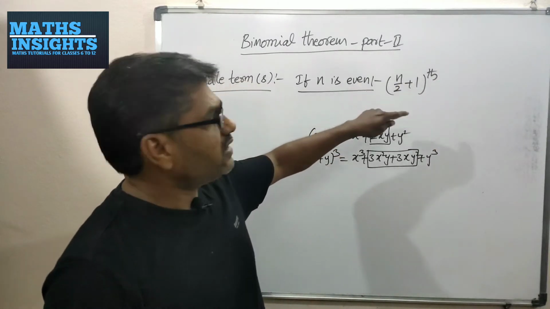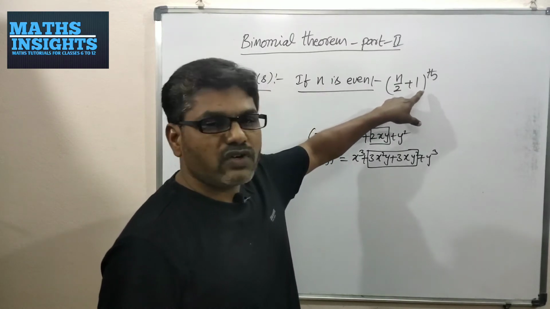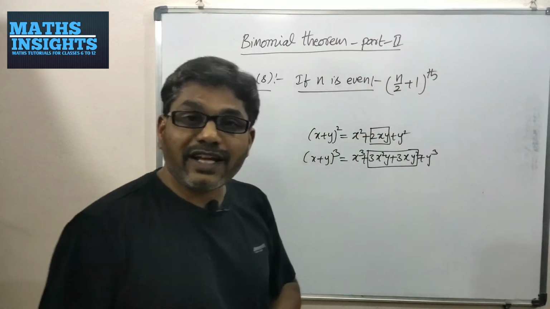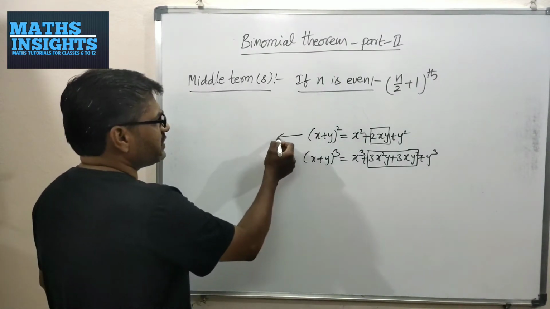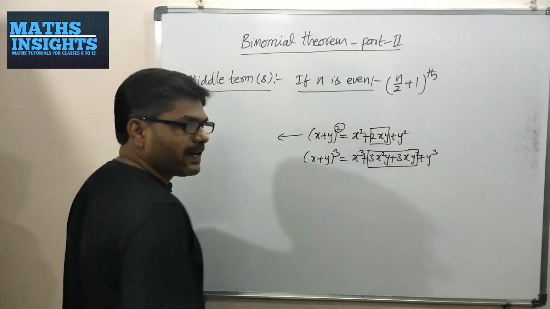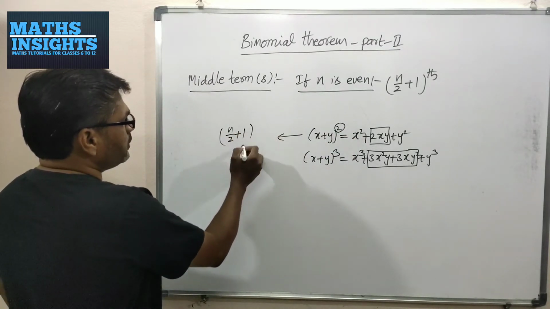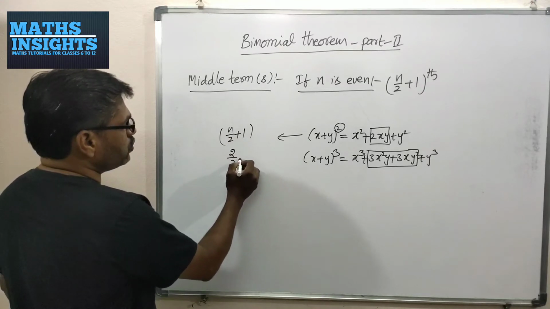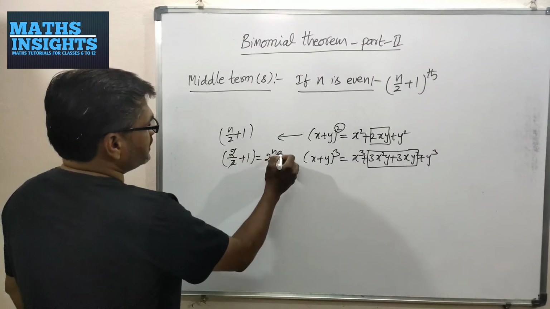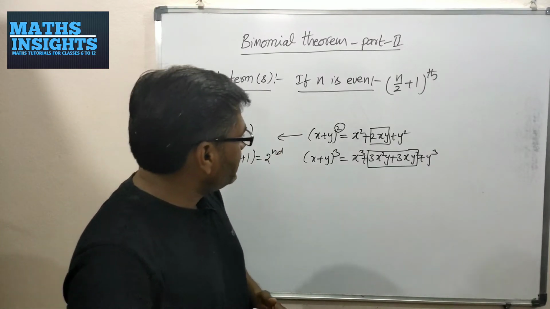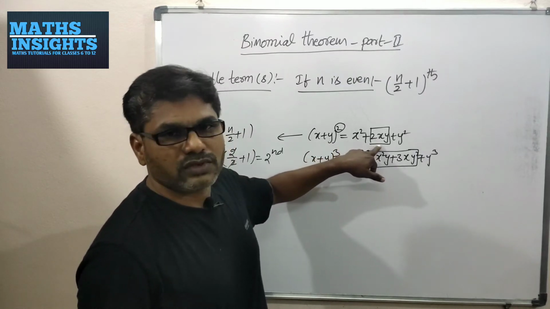Since n is even, n is exactly divisible by 2, and if you add 1 to that, that is the term number which is the middle. In this case, what is n? n is 2. So the n by 2 plus 1th term means 2 by 2 plus 1, that is the second term. The second term is my middle term in this particular expansion.